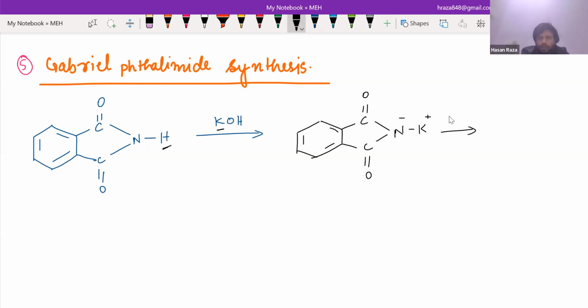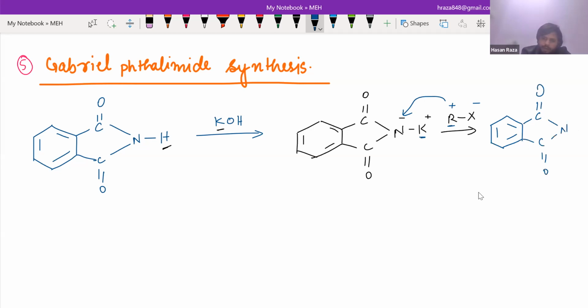Now you are again going to react this with RX. First, you react it with KOH base, and now you react it with alkyl halide. So now this will be replaced by this, because this will have negative, this will have positive sign. So this will go with this, and KX will be eliminated. So you will be getting this part. You will be getting C double bond O, and then C double bond O, and then N, and then R. And this is basically N-alkyl phthalimide.